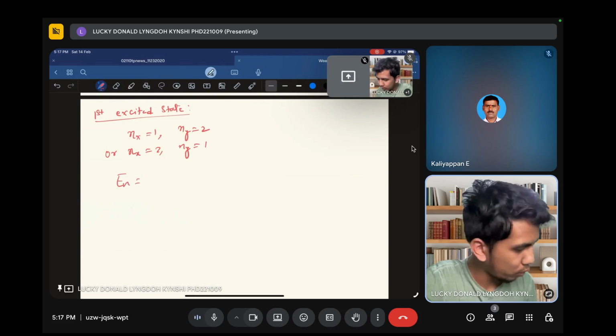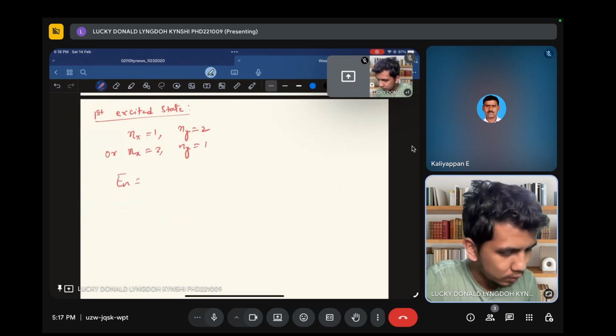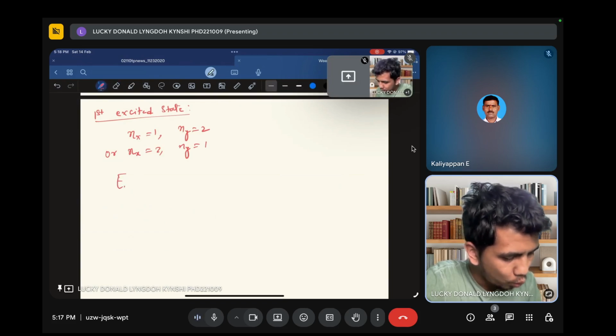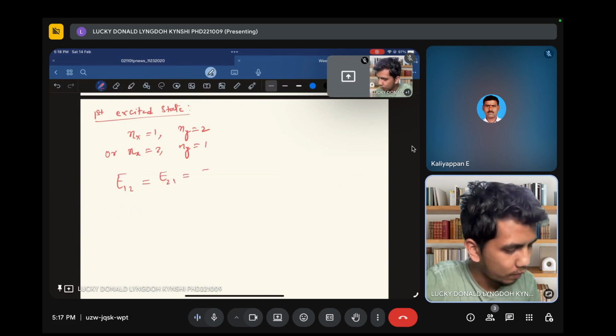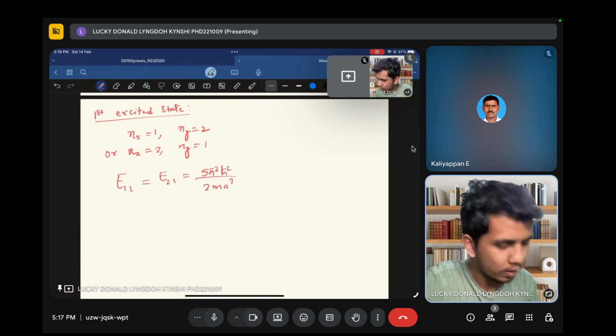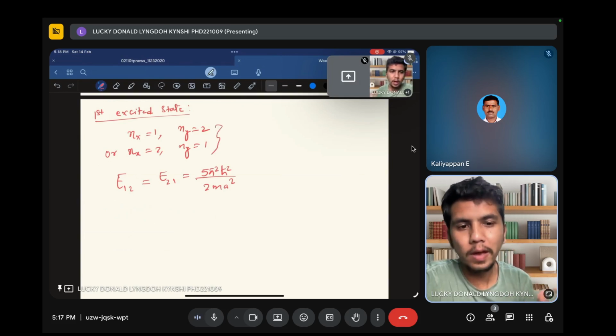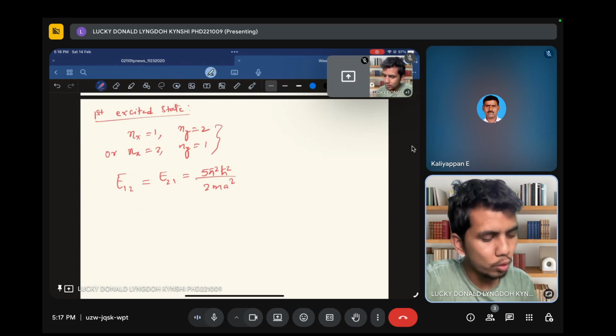E12 is equal to E21, which is equal to 5 pi square h cross square by 2ma square. Even though these two states are different, right? In the first case, you have nx equal to 1 and ny equal to 2, whereas in the second case, nx is equal to 2 but ny is equal to 1.